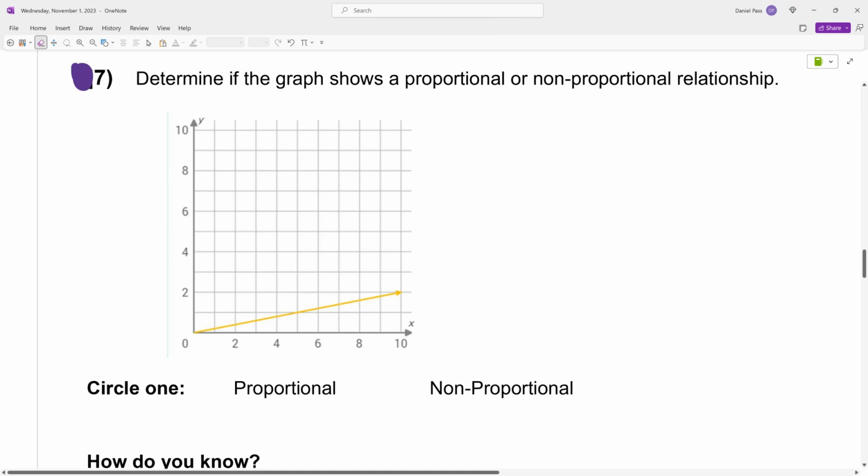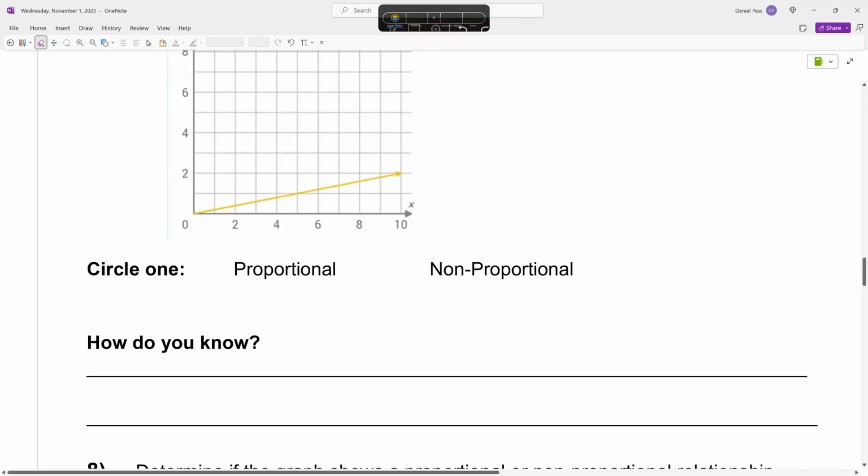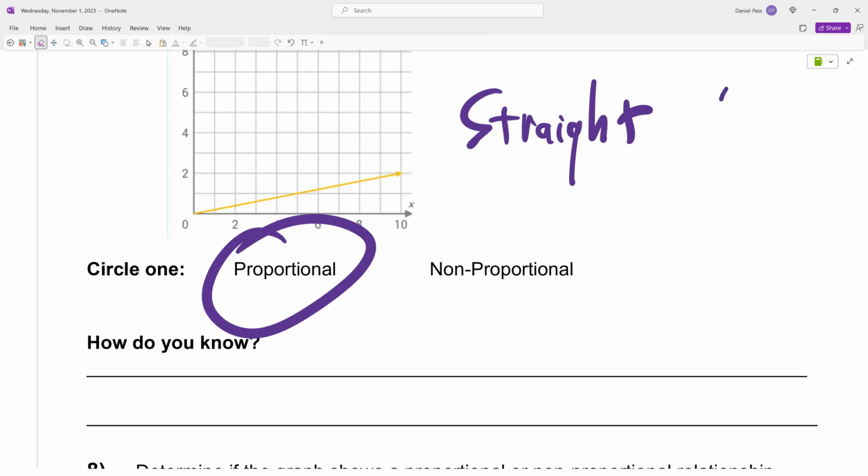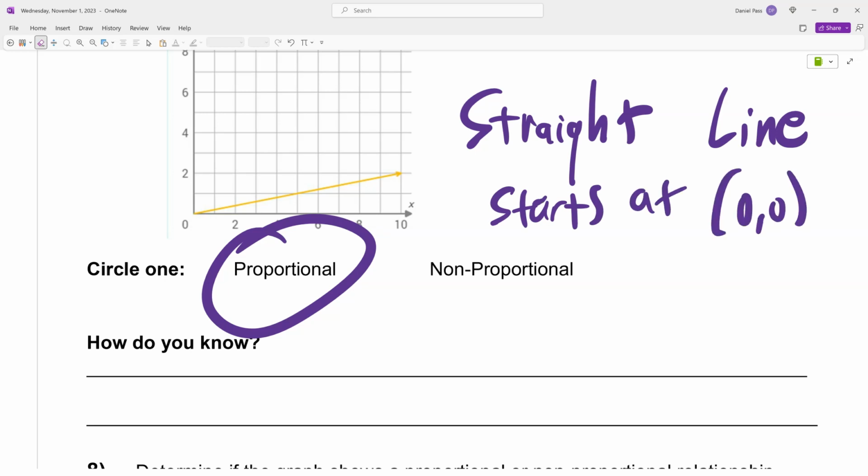Okay. Determine if the graph shows proportional. What do you think? Yes. You're so right. And how do you know? Two reasons. Because it's a straight line and starts at the origin. You all know that so well because I made you write it over and over. So a straight line and starts at the origin. Starts at 0, 0 or the origin.